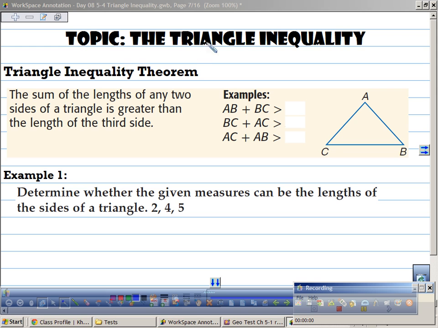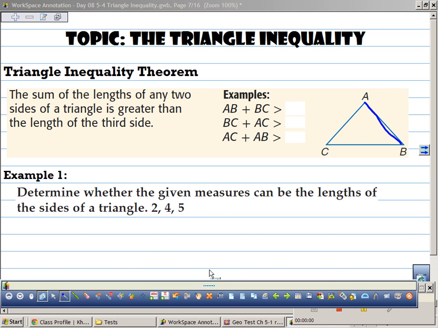Okay, so let's talk about triangle inequality. The triangle inequality theorem: the sum of the lengths of any two sides of a triangle. Okay, let's stop right there. So if I have lengths of any two sides of a triangle, I have this side and I have this side.